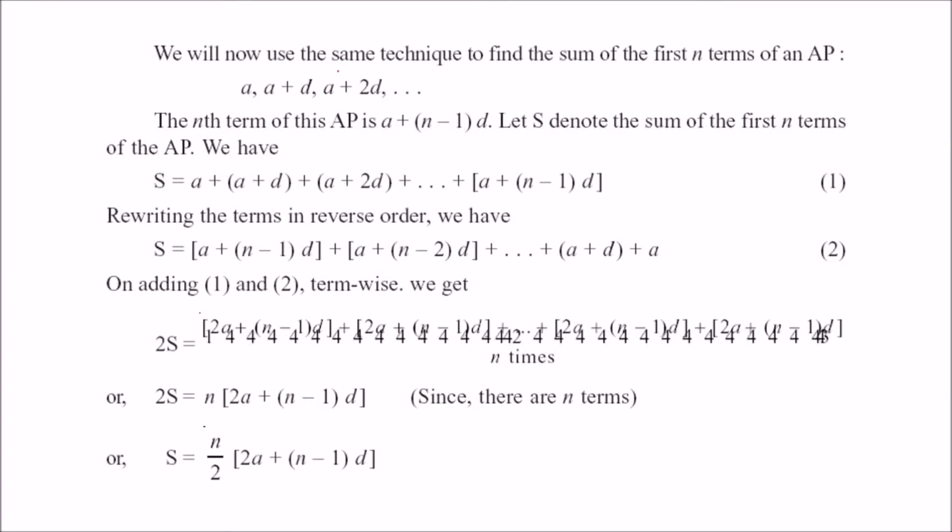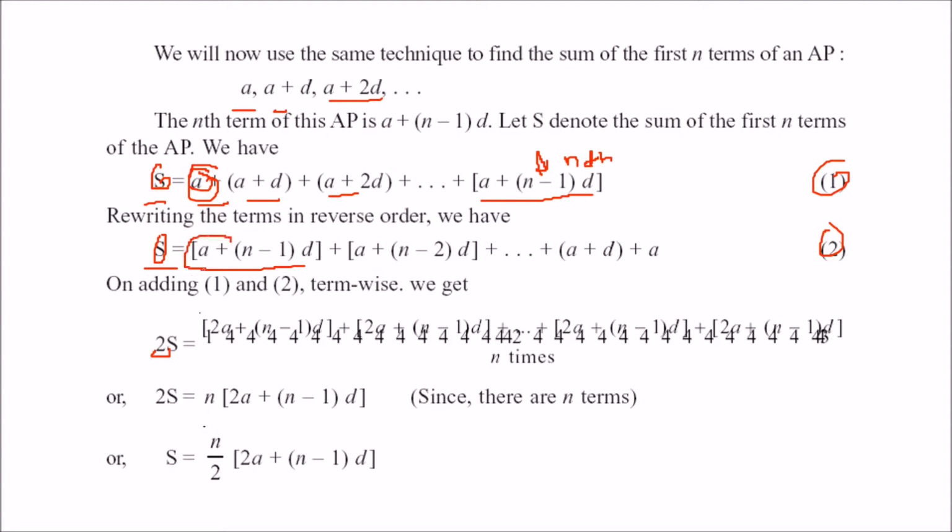So in our discussion, we have seen that the AP was in the form of a, a plus d, a plus 2d. The sum can be written as a, a plus d, a plus 2d, till a plus (n minus 1) into d, which is our nth term. Now just reverse it the way Gauss did. Start with a plus (n minus 1) into d and reach till a. The sum will remain the same. So we have equations 1 and 2. Add these equations, so S plus S, that is 2S.